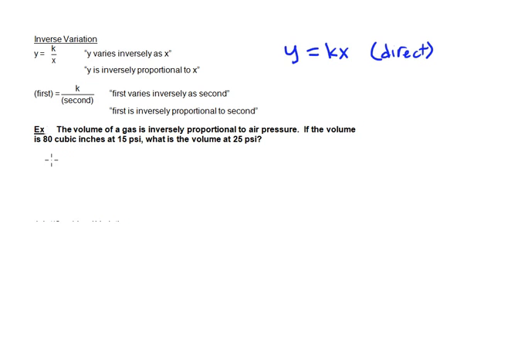So let's take a look at this example. We see the volume of a gas is inversely proportional to air pressure. So when I take a look at volume, I'm going to use the variable V to indicate volume. And then I see is inversely proportional. So the word proportional tells me that I should be setting this equal to some constant value, but then the word inversely says I should be dividing here. And then air pressure I'm going to represent as P.